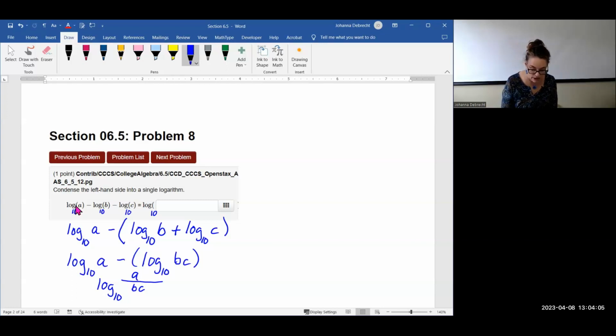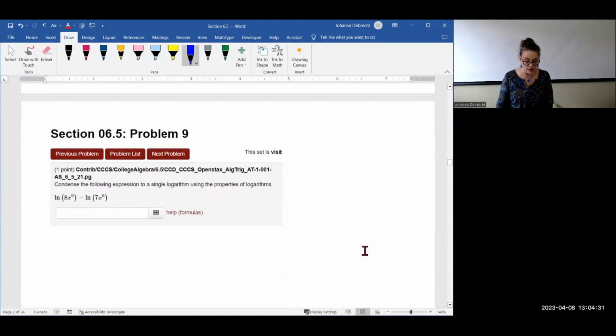Now you can also do that directly from here if you have already taken care of pushing any constant coefficients back inside as powers on the answer part. Then anything that has a negative is going to end up in the denominator. And anything that is positive is going to end up in the numerator, so you can get the same result.